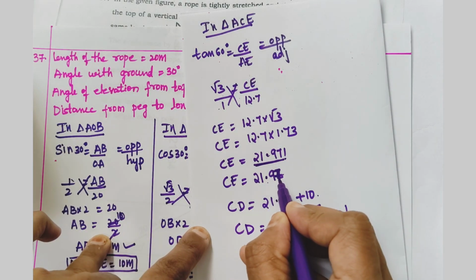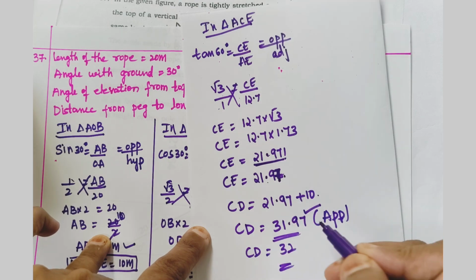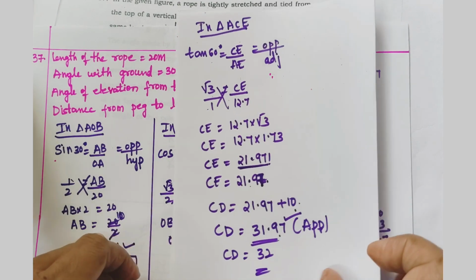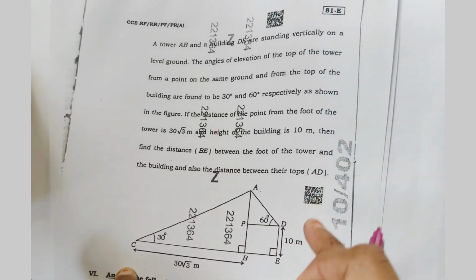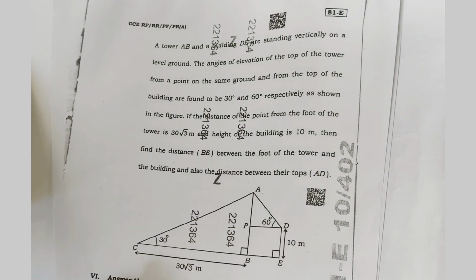Only 2 digits mean 21.97. 21.97 plus 10 is 31.97. This is now our question. This type of question is given in the preparatory.